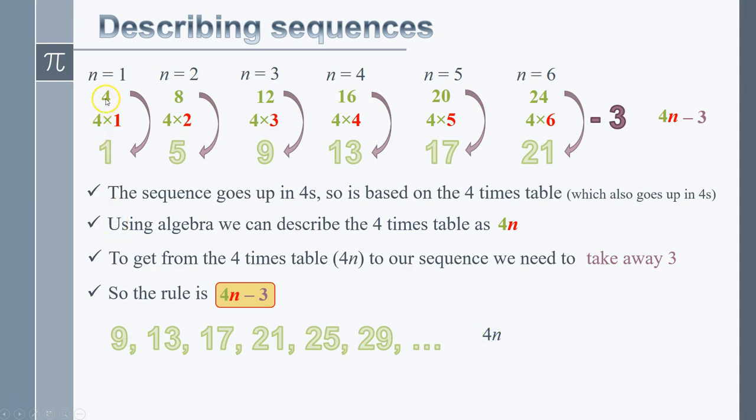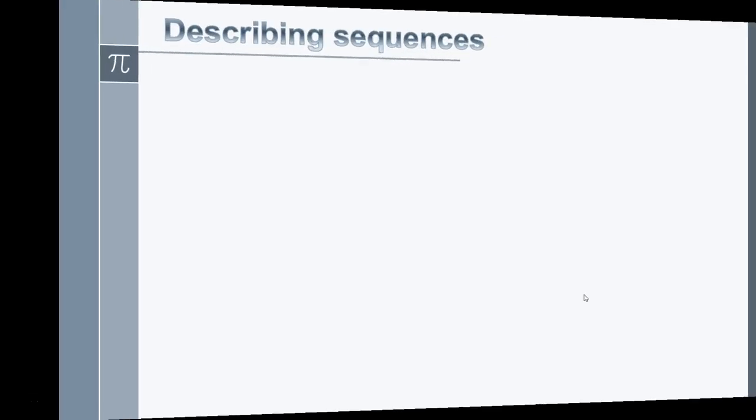So here's my 4 times table. 4, what have I got to do to get to 9? 8, what have I got to do to get to 13? 12, what am I doing to get to 17? And hopefully we can see that each time we're going to do an add 5. So the rule becomes 4n plus 5. Okay, so that's how it works.